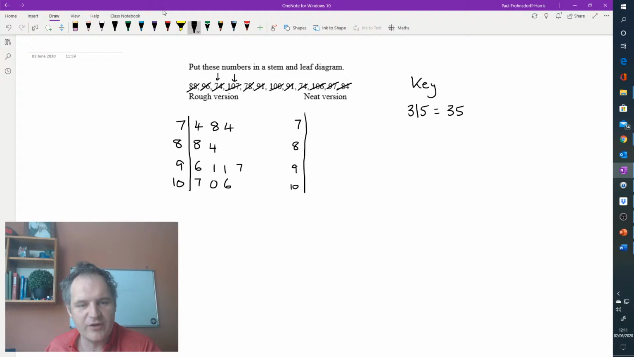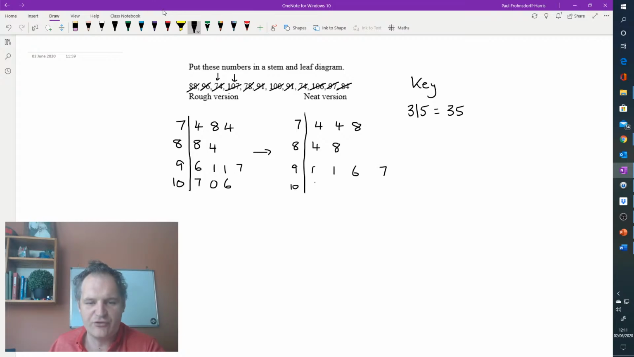We now do the neat version by sorting each one neatly. So instead of 484, it will be 448, because we're sorting it into numerical order. 4 comes before 8. 1, 1, 6, 7, and 0, 6, 7. Just do your best to make sure each one is neat. That's not a very good one, and I don't want it to look confusing, so I'm going to just redo that one.